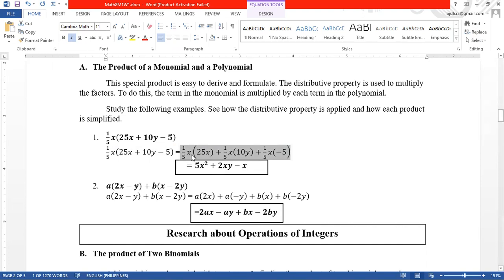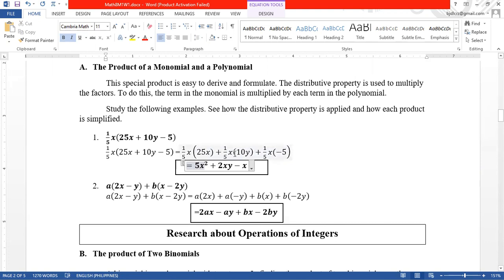Okay, so 1 over 5x multiplied to 25x, that is 5x squared. Why? Because 25 times 1 is 25, divided by 5 is 5. And x times x will be x squared.